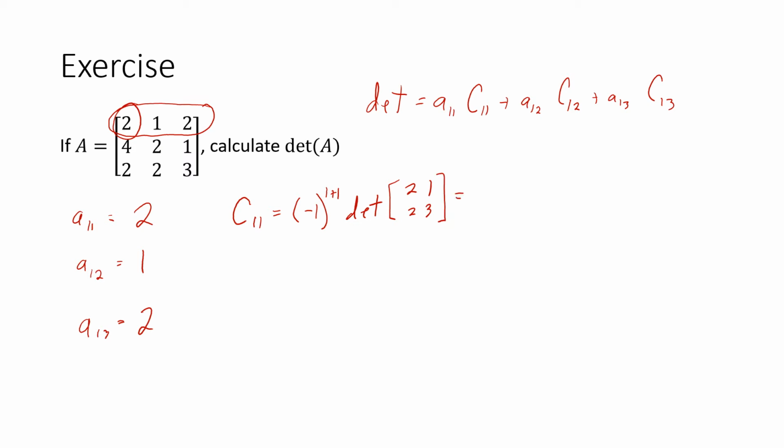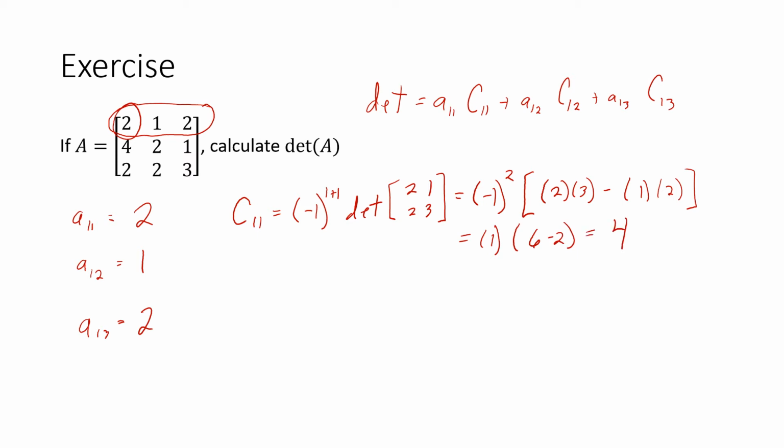So what's that equal to? -1 to the 1 plus 1 is -1 to the 2 times, what's that determinant? Well, it's the determinant of the diagonal, 2 times 3, minus the numbers along the other diagonal, 1, 2. Well, -1 to the 2 is just equal to 1 times, what's this equation? That's 6 minus 2. So that's going to be 1 times 4. That's equal to 4. There is the 1, 1 cofactor for this matrix.